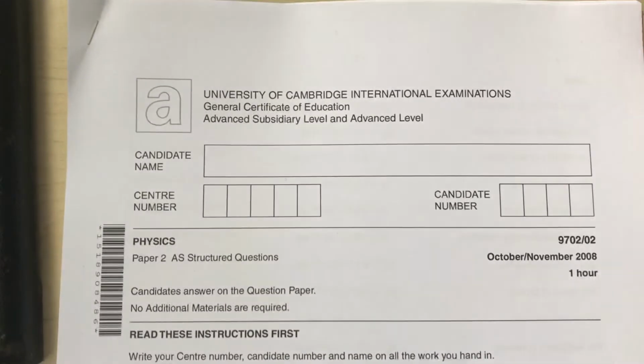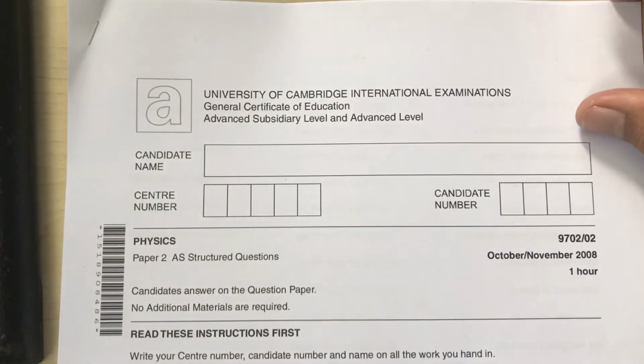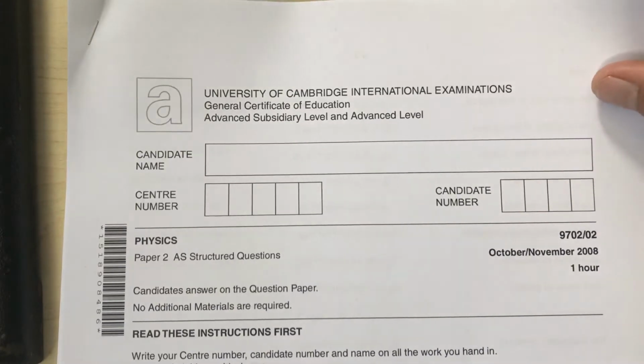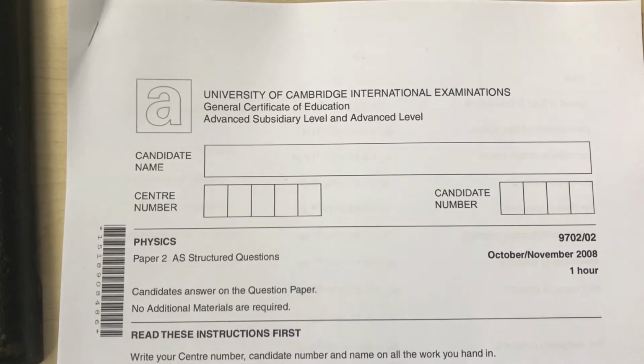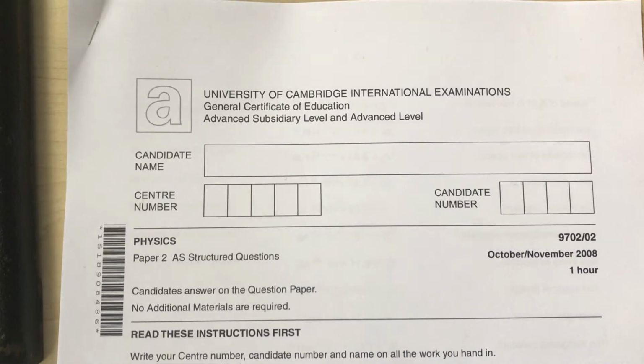Hello everyone. At this moment I want to share with you how to solve some questions in physics paper 2, structured questions. This is from October/November 2008. Okay, we will continue with how to solve this question.